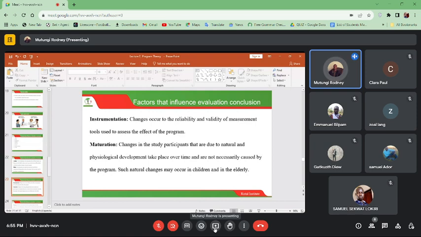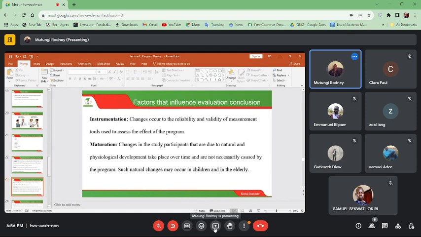Then we have instrumentation. What tools are you using to measure this evaluation is also going to affect the evaluation program. There could be changes in the study participants themselves, whereby you started with little kids, they are now adults. Of course, when you are now measuring, if you have not been doing it in a timely manner, or you have not been monitoring these people time and again, then it will be hard for you to make a very sound evaluation conclusion.